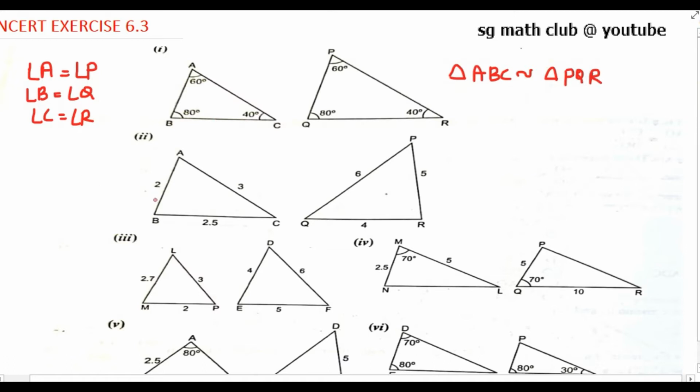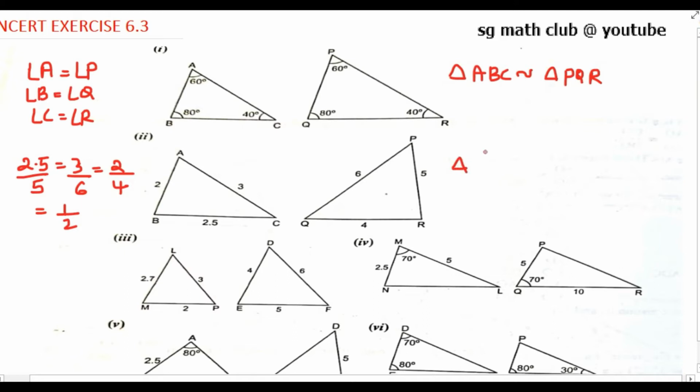Now the second one, we can see instead of angles they have given the sides. Now we will check which sides are in proportion. So I can write 2.5 divided by 5, BC divided by PR. Again AC divided by PQ, that is 3 by 6, and finally AB divided by QR, which is equal to 2 by 4. All the ratios are the same, it is 1 by 2. So the sides are proportional. We can say that these two triangles are similar.